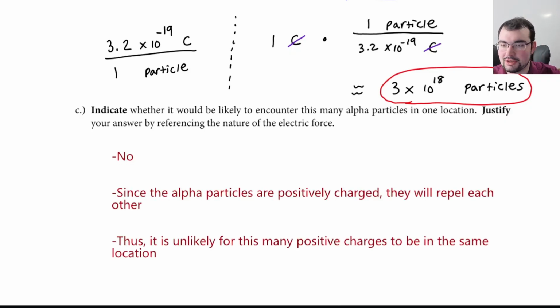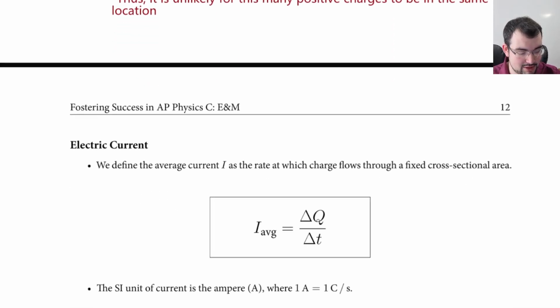Since the alpha particles are positively charged, they're going to repel each other. So they're not just going to agree to be in one location. This is why we have gravity as sort of the dominant force at big scales in the universe, because at big scales, charges are going to cancel out. So we wouldn't expect all these particles to be lumped up together.